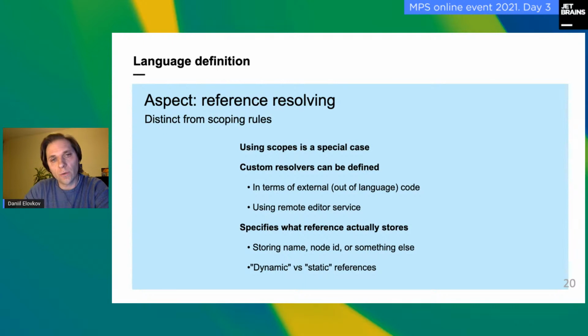Also, the reference resolving specification is the place where we distinguish between what MPS calls dynamic and static references, because we specify some lower level details here, like what we actually want to be stored as the contents of the reference. For instance, we may want to store the name of the target node, or node ID of the target node, or something else.